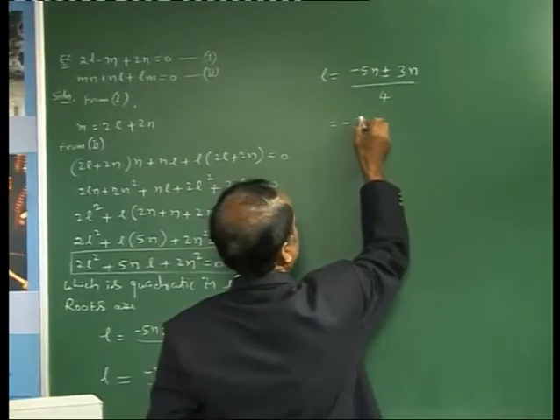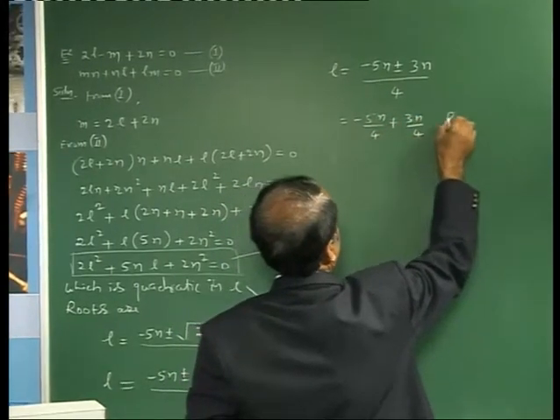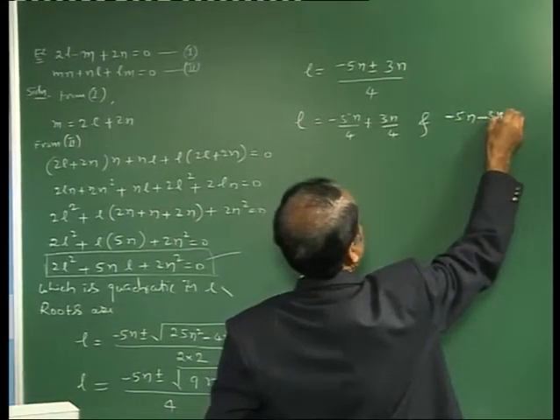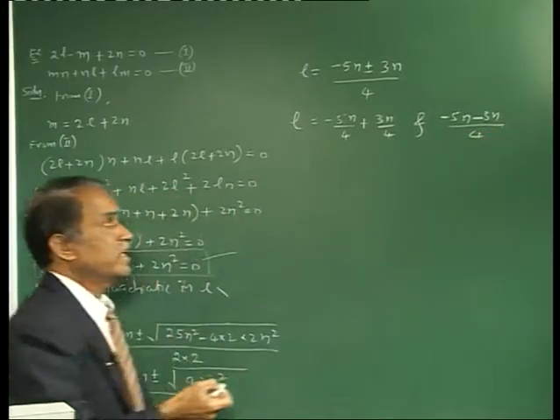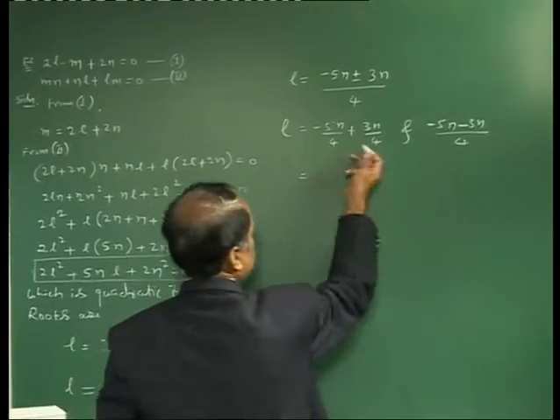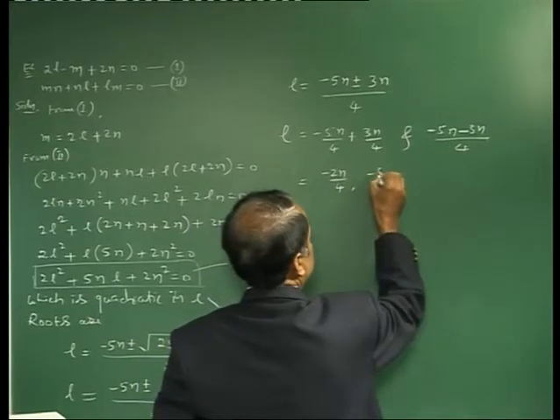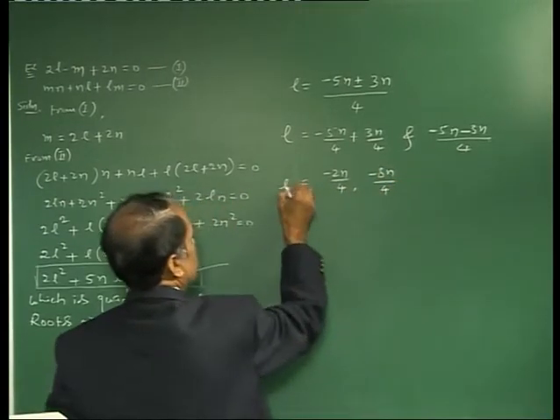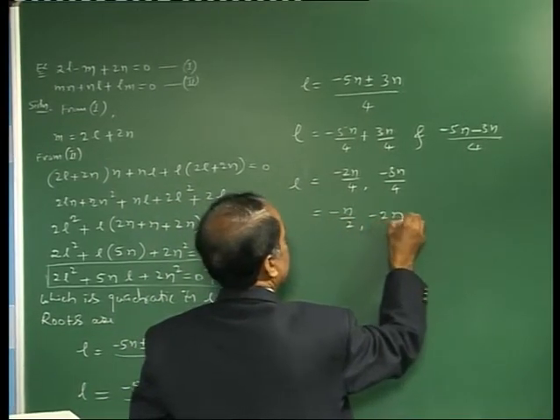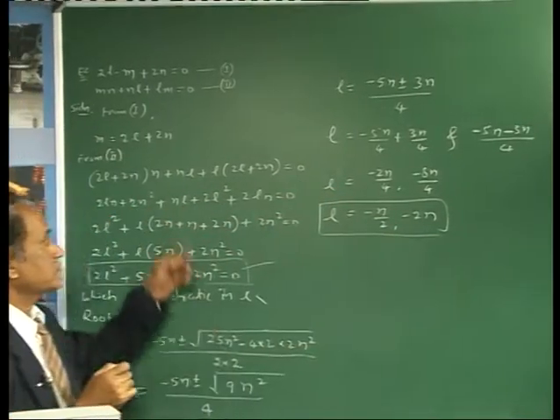Then this is equal to minus 5n by 4 plus 3n by 4, and one more, minus 5n minus 3n, divided by 4. We have two values from the quadratic equation. If you simplify, 4 is the LCM and this becomes minus 2n by 4, and minus 8n divided by 4, and further simplification gives minus n by 2 and this is minus 2n.